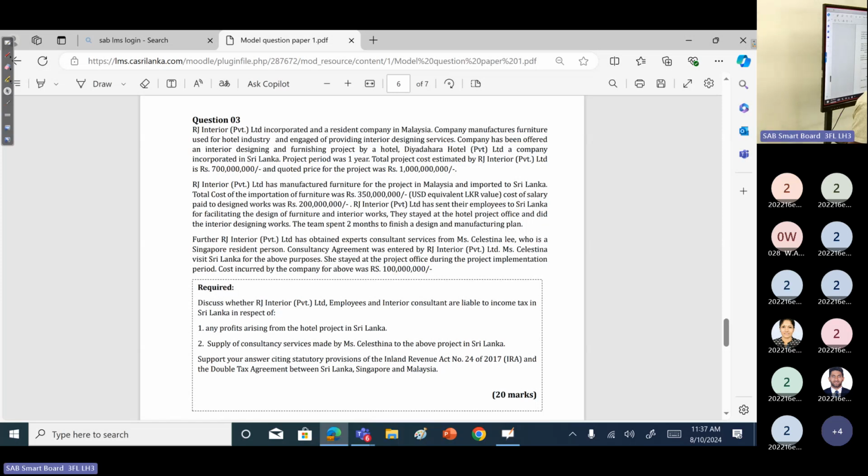So if they are not resident, then we have to check whether there is a source in Sri Lanka. Right? A non-resident person, if having a source in Sri Lanka, then they are liable for tax. The next part is what is the category of income? As per article 7, it's business. As per article 12 or 15, we have to mention that. Right? This will be a very easy question.